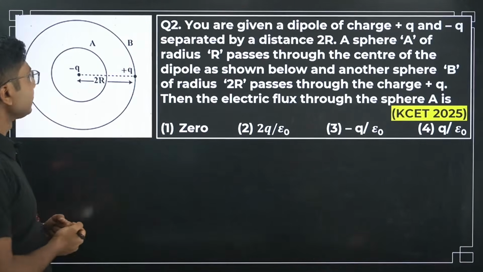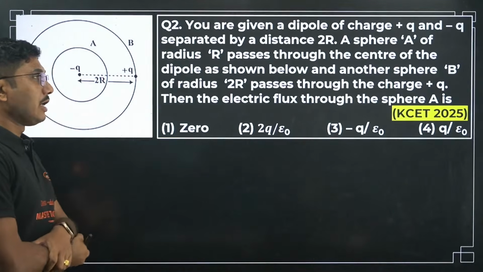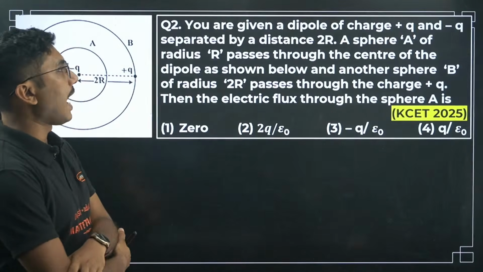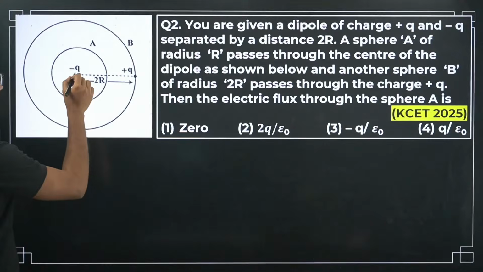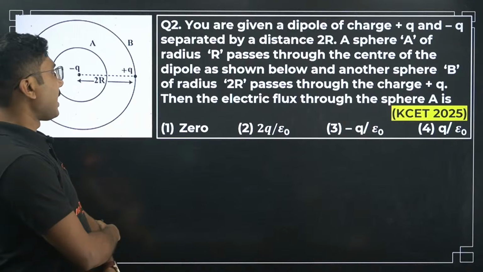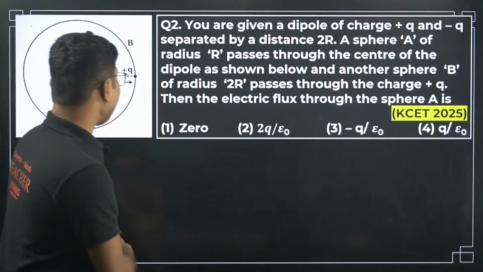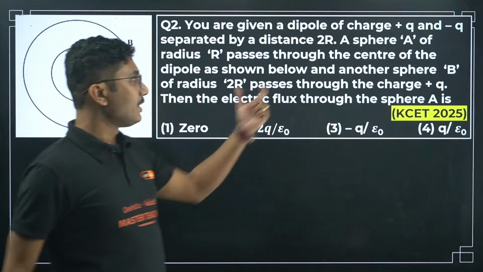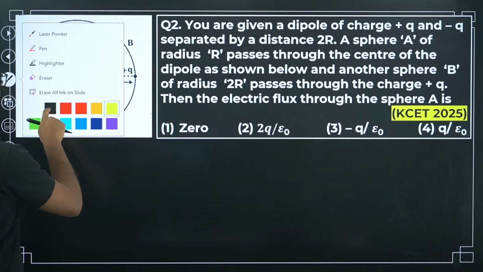Now the next question, again based on the concept of Gauss's law and electric flux. You are given a dipole of charge plus q and minus q separated by a distance 2r. Here we have two charges, minus q and plus q, separated by a distance 2r. We have two spheres, sphere A and sphere B. Sphere A has radius r.